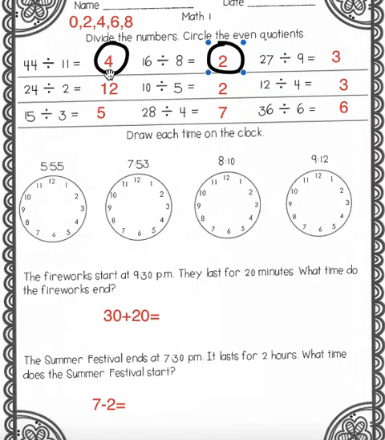12 ends with a 2, that is an even quotient. 2 again, that is an even quotient. 3 is not an even quotient. 5 is not an even quotient. 7 is not an even quotient. 6 is an even quotient. So we have 4, 2, 12, 2 again, and 6. Those are our even quotients because they end in 0, 2, 4, 6, or 8.